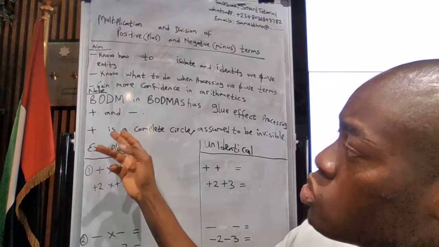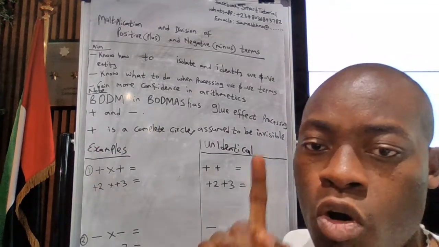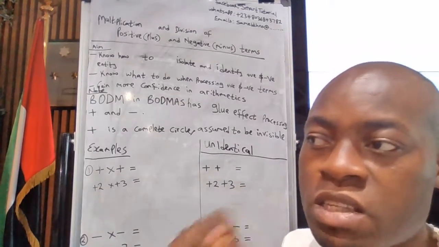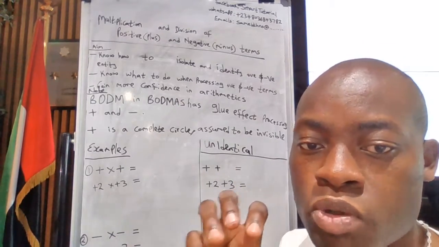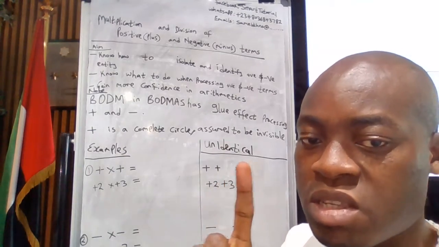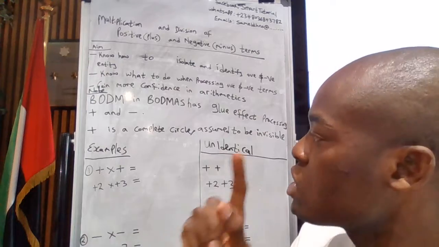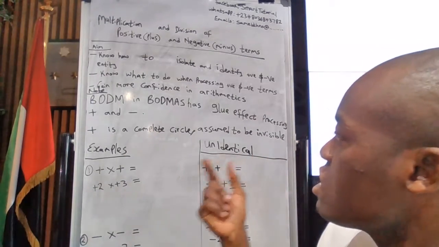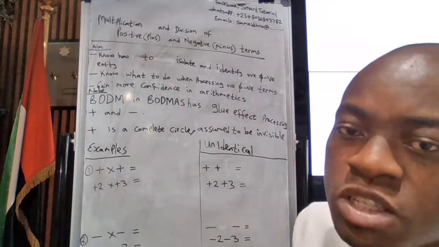Another thing I want us to take note of is that a single plus is a complete cycle of a process. That is, when a process is completed, it gives a single plus. So at times, that singular plus is assumed to be invisible.